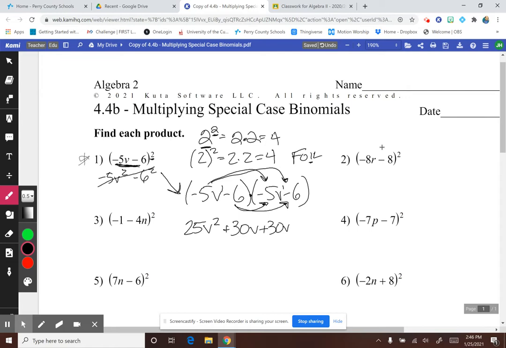The next thing that happens is you've got a negative 6 times a negative 6, which is going to be a positive, and 6 times 6 is 36. So for our final answer, we need to collect some like terms. Here are our like terms; they just happen to be collected in the middle. When we finish this one out, we're going to have 25v squared plus 60v plus 36. Now, I want you to think about what really happened here.